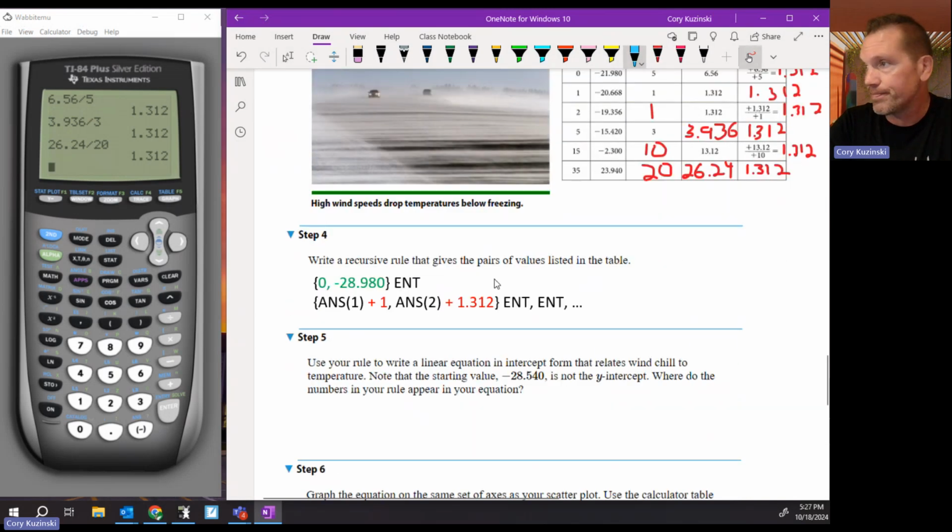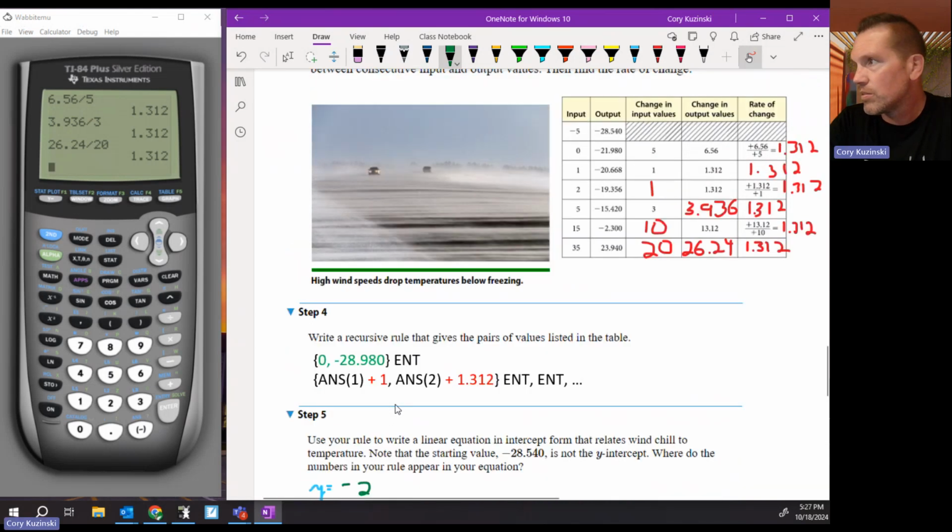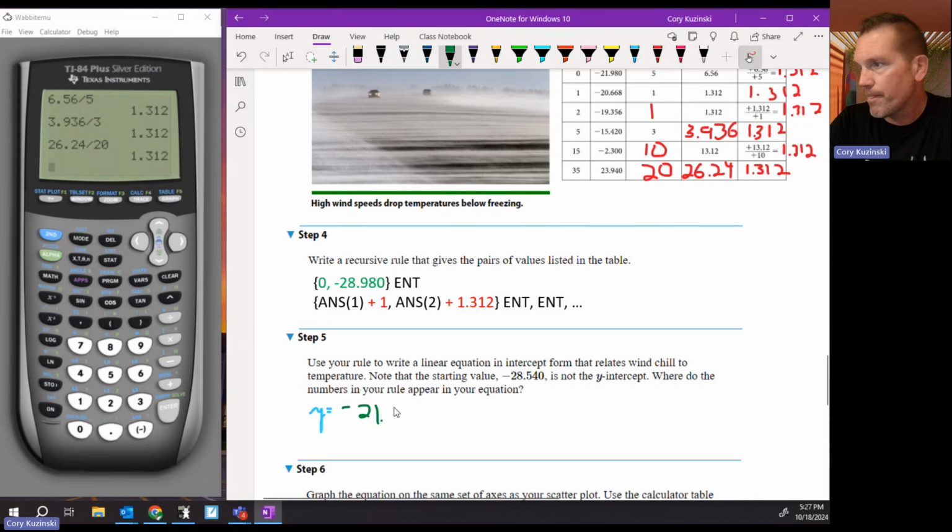So here's our equation. It's going to be y equals negative 28.980. 28, it should be 21. I'll fix that. Plus 1.312 times x. So what did I need to fix? This is supposed to be 21.